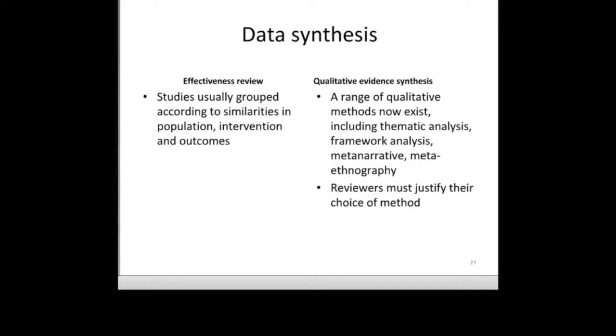Now, data synthesis, that's a complex issue, because for effectiveness reviews, we usually group according to similarities in population, intervention, and outcomes, and we compile an overall measure of effectiveness. But for the qualitative bit, you have this whole range of qualitative methods that you need to choose from. I've given you the choice points already, and my colleagues in the upcoming talks will go into the details of all these different options for you. But in a sense, you need to be able to justify your choice of method, and that justification should be in your protocol.